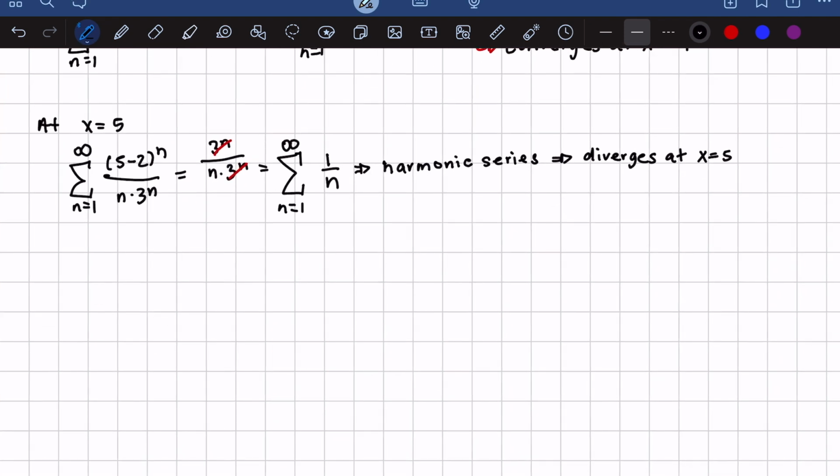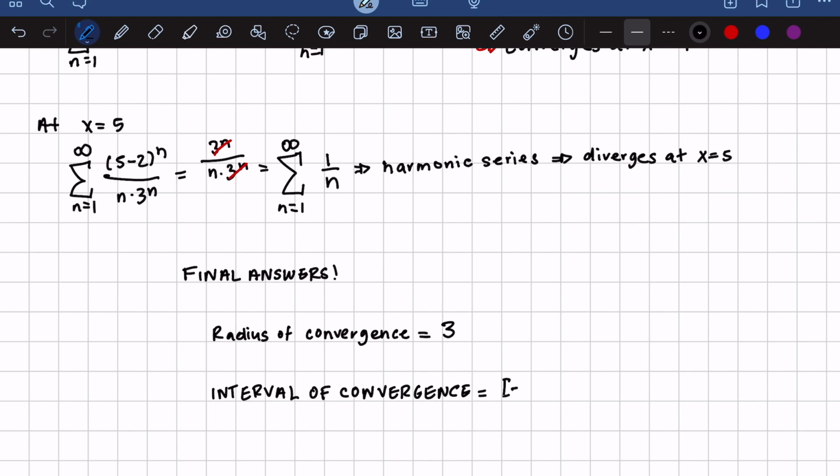So now for the final answer, our radius of convergence is equal to 3, and our interval is a closed bracket at -1 because it converges at -1, then a parenthesis, or open bracket, at 5 because it diverges.